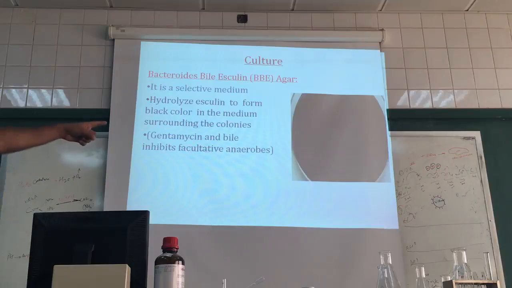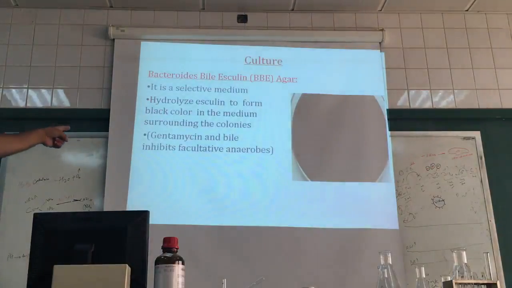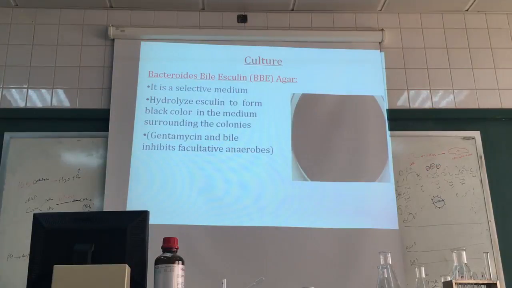If you grow it on bile-esculin agar, you will find black colonies. And gentamicin is added. Why? It inhibits the growth of facultative anaerobes. What is a facultative anaerobe? Anaerobes do not need oxygen for their growth. They need carbon dioxide. Facultative anaerobe means the bacteria has the capability to grow both in the presence and in the absence of oxygen.